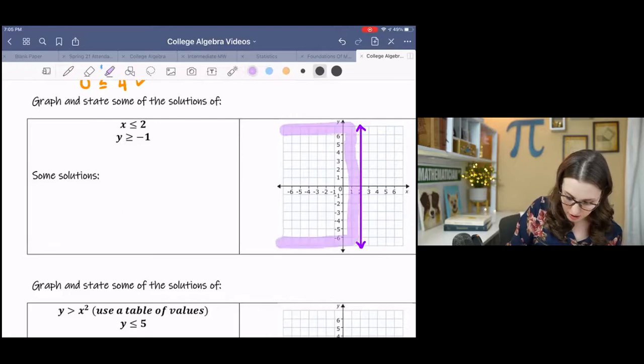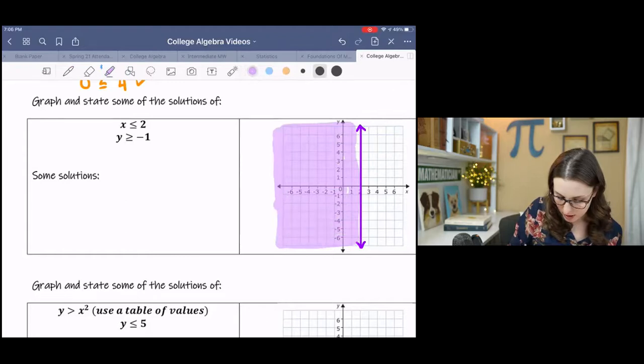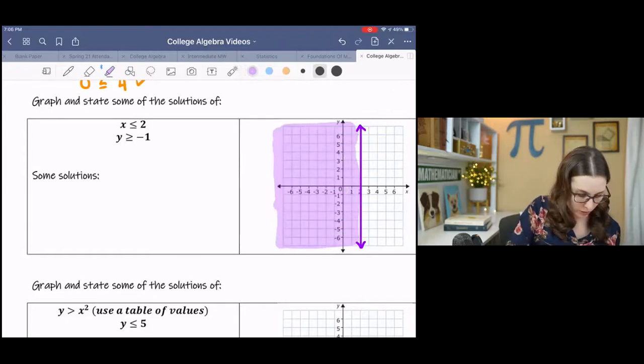Throw some shade on this graph. Haha. And then it's not perfect, but it's good enough.